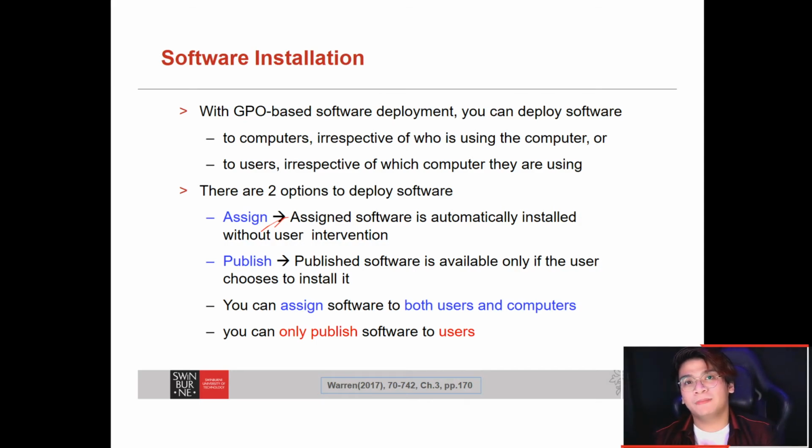If you use the publish option instead, the user that logs in to the computer needs to choose whether to install that published software or not on their machine. For example, I suddenly want to install Counter-Strike on all the PCs inside the lab, but I choose publish instead of assign, so the students can choose whether they want to play Counter-Strike and install it or not. If I choose assign, then every computer will get Counter-Strike installed.